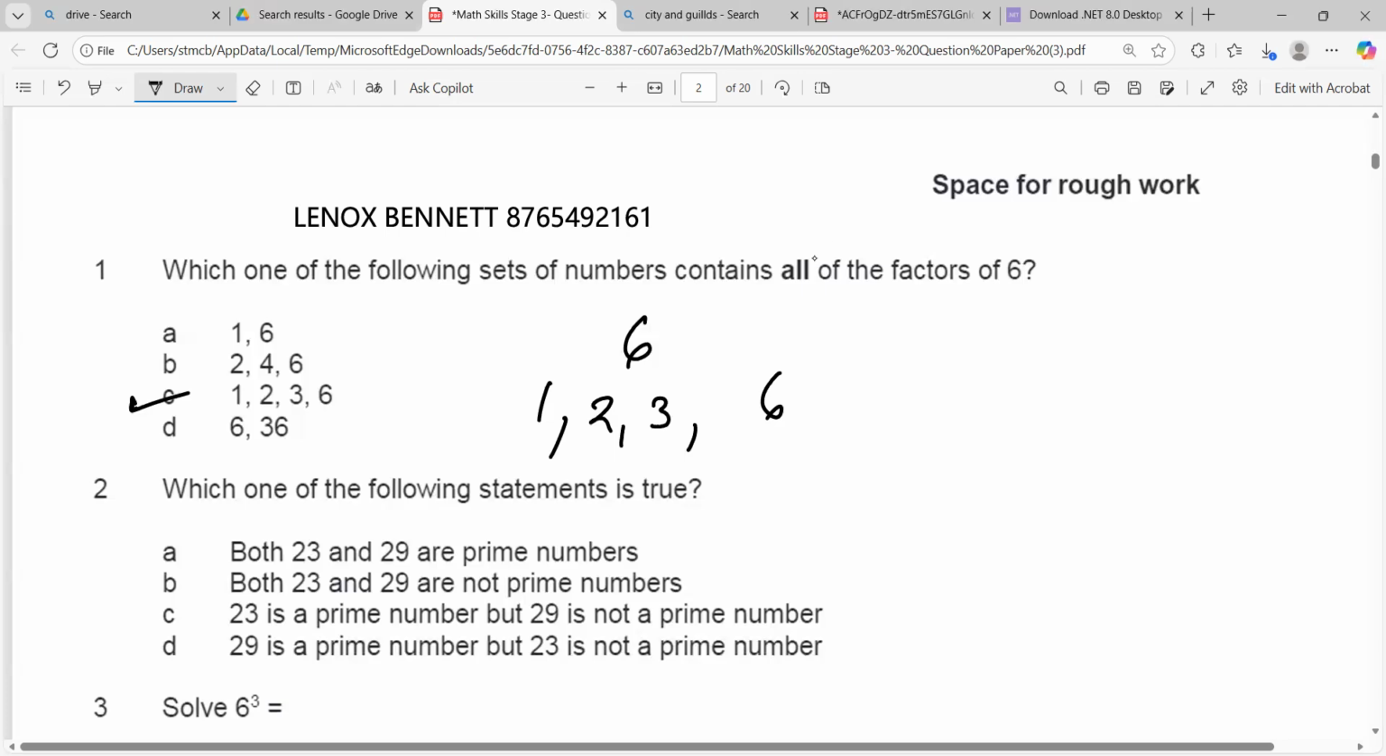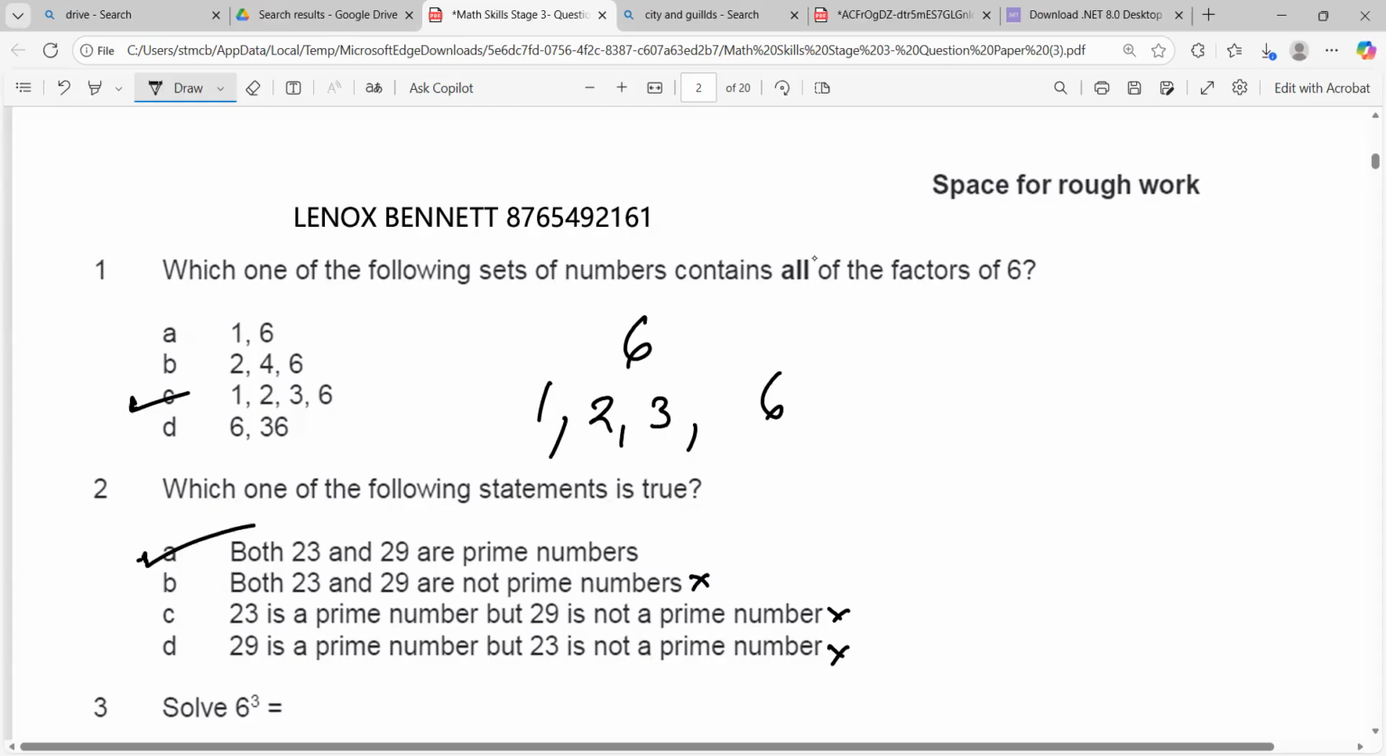Alright, which of the following statements is true? Both 23 and 29 are prime numbers. That is true. We can look at the other options still. Both 23 and 29 are not prime numbers. That is a lie. 23 is a prime number, but 29 is not. That is a lie. And 29 is a prime number? No. So A would be the correct one.